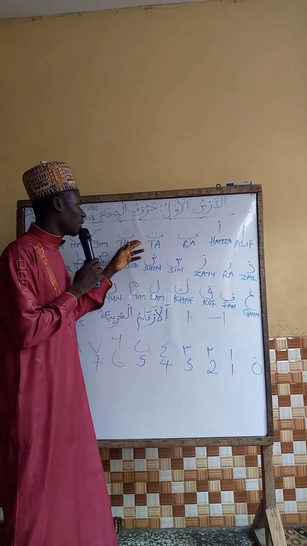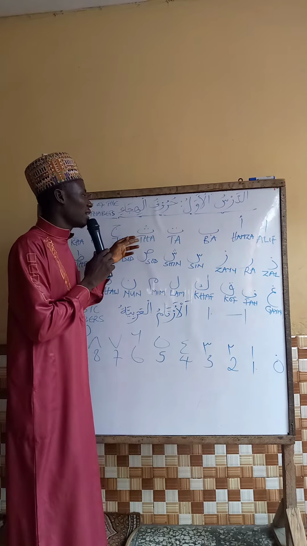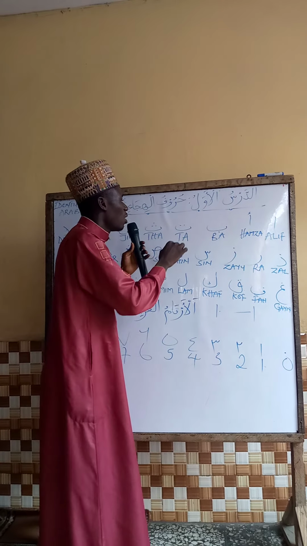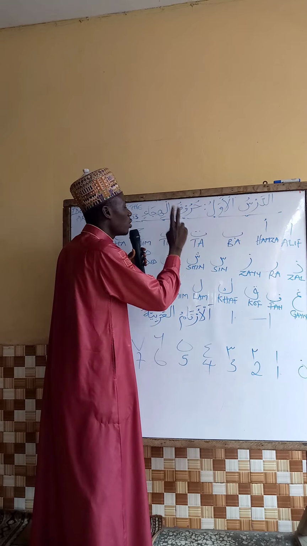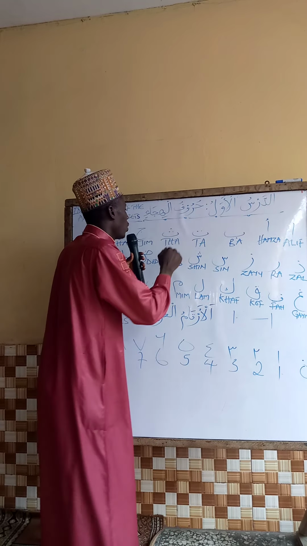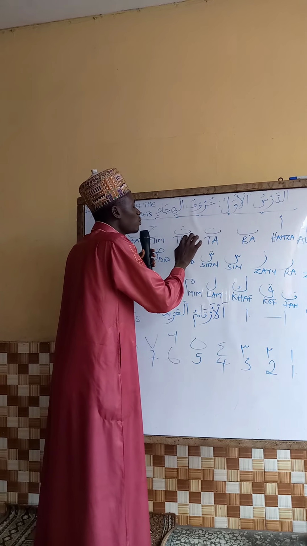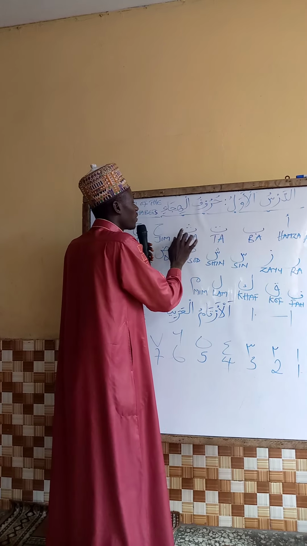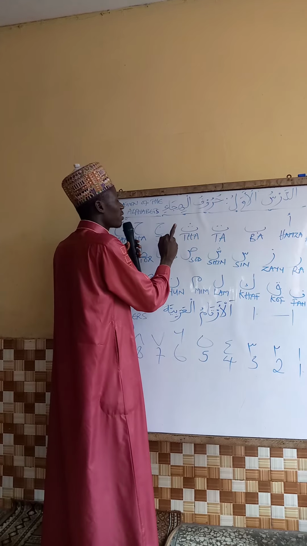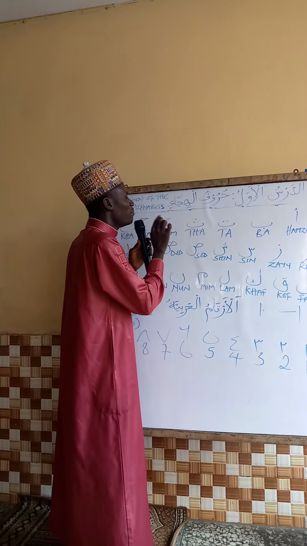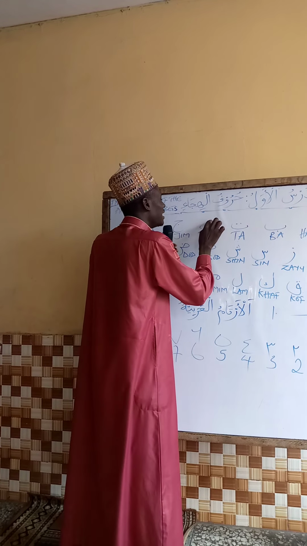Then Ba, Ta, Tha. They are written in the same way. But Ba has a dot on the bottom, while Ta has 2 dots on top, while Tha has 3 dots on top. The easiest way to identify Ta from Tha is that whenever you come across Tha, if it's written in a full way or in a half way, just make sure that you count the dots.